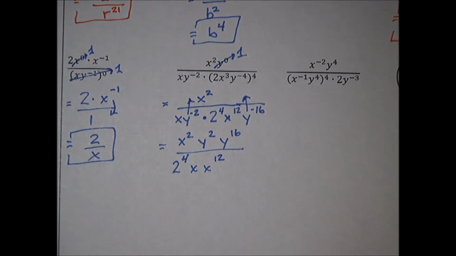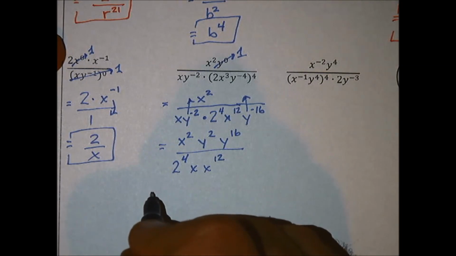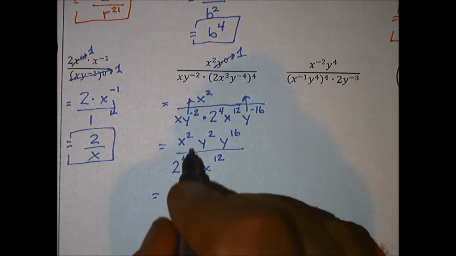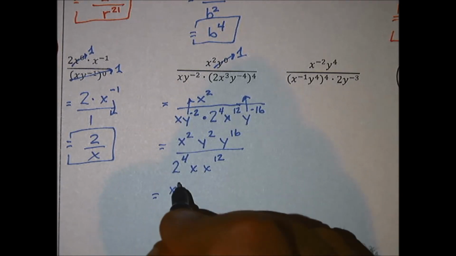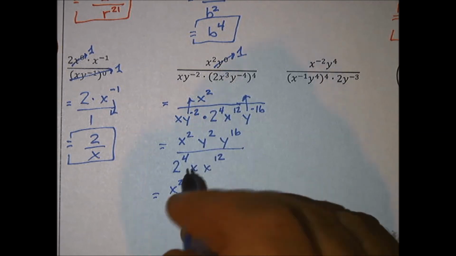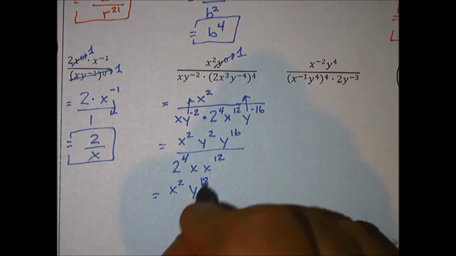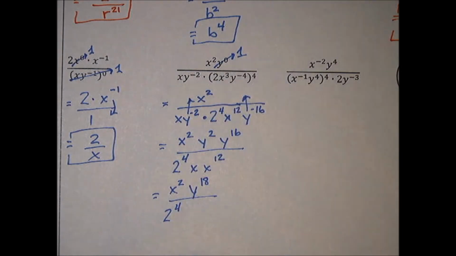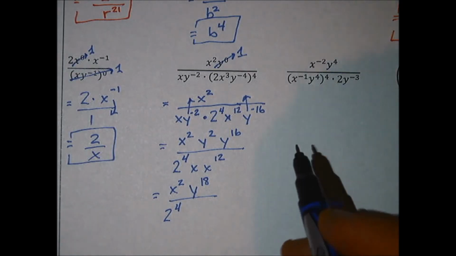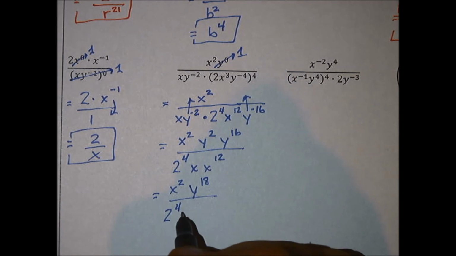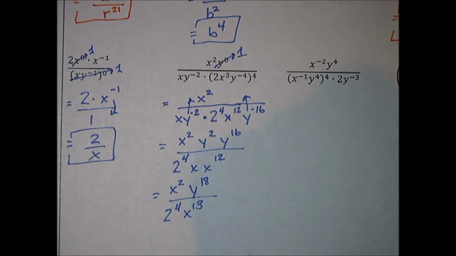We're just going to be using product rule and quotient rule to finish this thing off. I don't have any common x's up top, so that'll just be x squared. Y to the 2nd and y to the 16th, that'll be y to the 18th. On the bottom, I'm going to leave it as 2 to the 4th. I could figure out what that is, or I did at the start of the video, but I'm not going to worry about that right now. X to the 1st and x to the 12th will be x to the 13th.